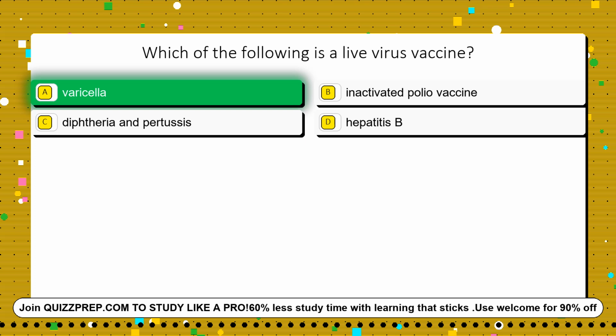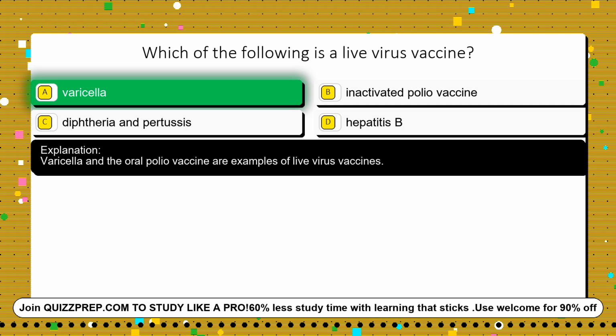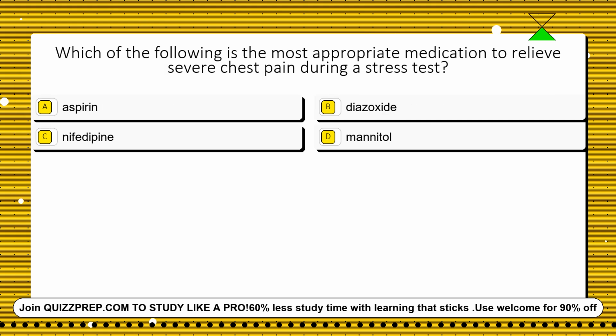The correct answer is option A, varicella. Varicella and the oral polio vaccine are examples of live virus vaccines. Question 9. Which of the following is the most appropriate medication to relieve severe chest pain during a stress test? Option A. Aspirin. Option B. Diazoxide. Option C. Nifedipine. Option D. Mannitol.